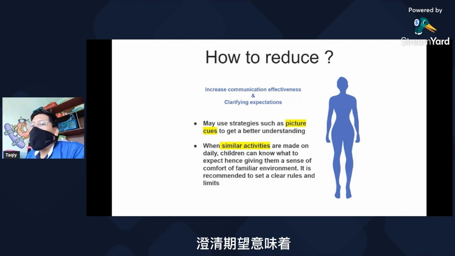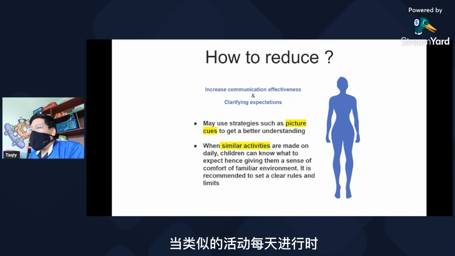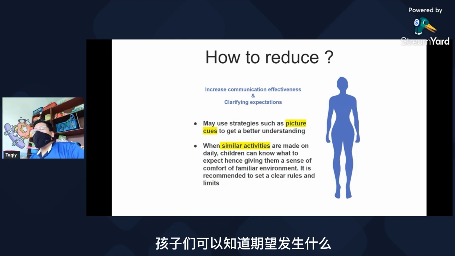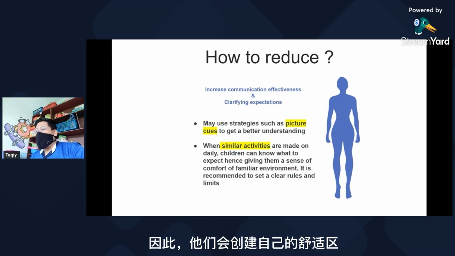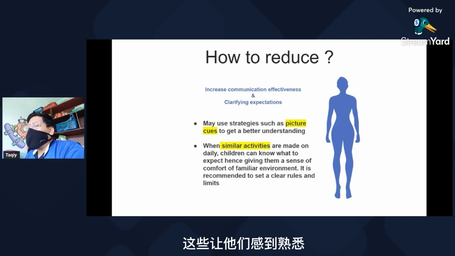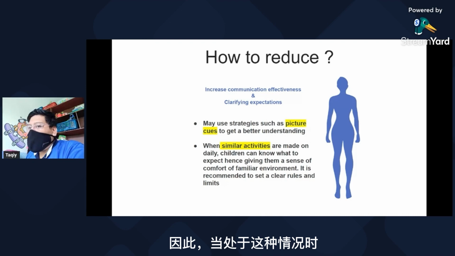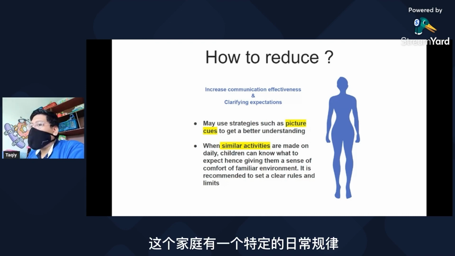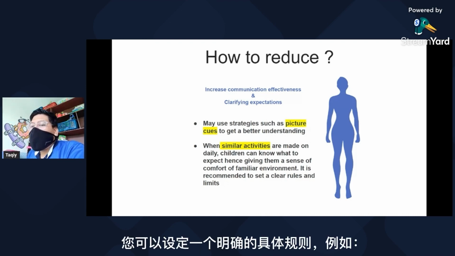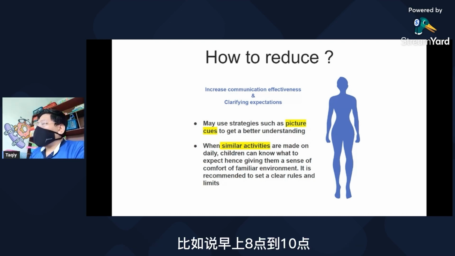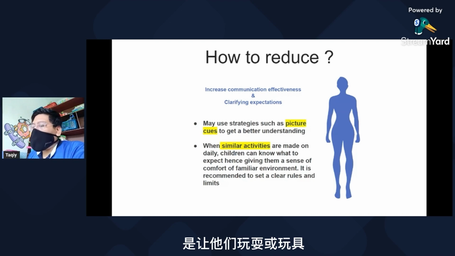Clarifying expectations means that when similar activities are done daily, the child can know what to expect. Hence, they will create their own comfort zone. This gives them a sense of familiarity. So, let's say there's a specific routine in the house, you can set a specific clear rule. For example, 8 to 10 a.m. is for them to play around or play with their toys. So what you can do is set that toys are only played with in this area.